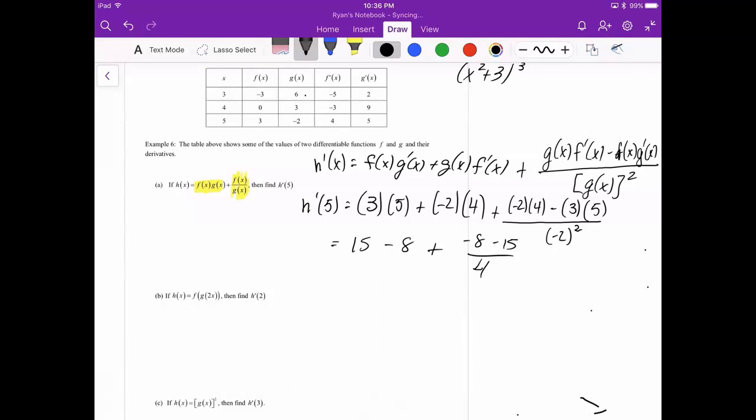And so what we end up getting here is the following. We have 15 minus 8, which is 7, and then basically minus 23 over 4. 7, of course, is 28 over 4, minus 23 over 4, and so our final answer is 5/4.